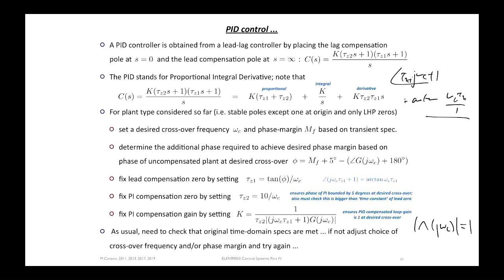Okay, as usual, you have to go and check that the original time domain specifications are met, because your translation of time domain specifications into a desired crossover frequency and phase margin is most easily done by assuming canonical second order dynamics for the resulting closed loop. But of course your closed loop may have more than 2 poles, and that sort of approximation is only valid if 2 of the poles dominate, with desirable damping and natural frequency. All right.